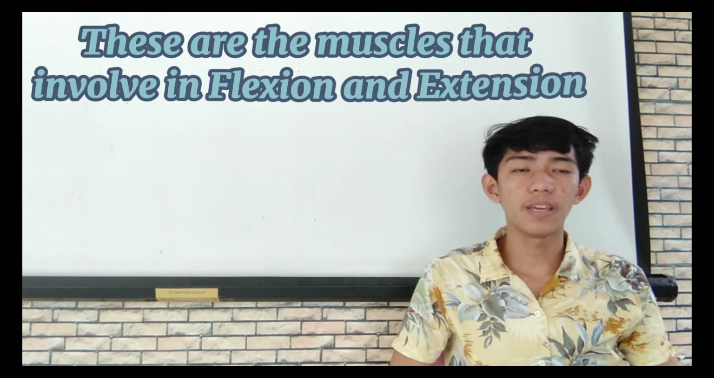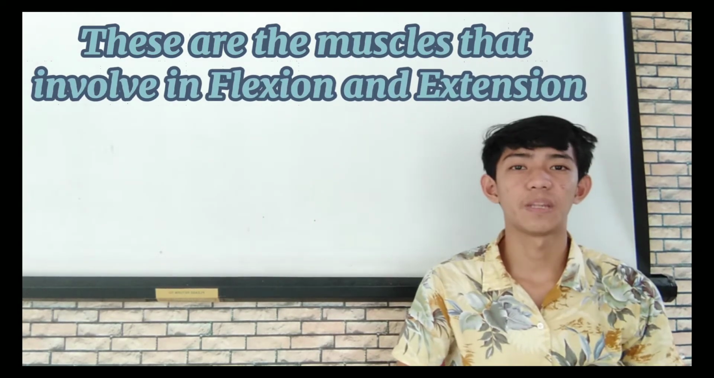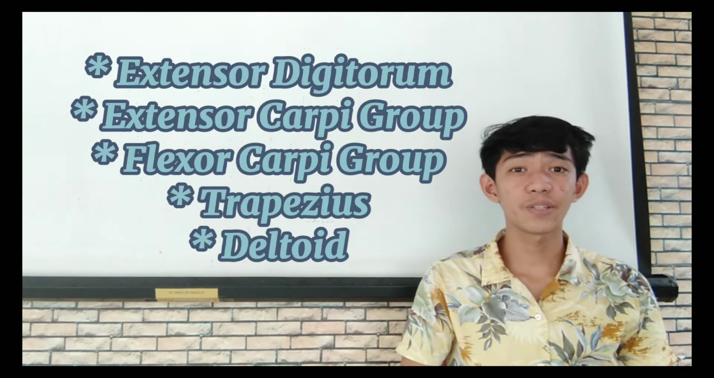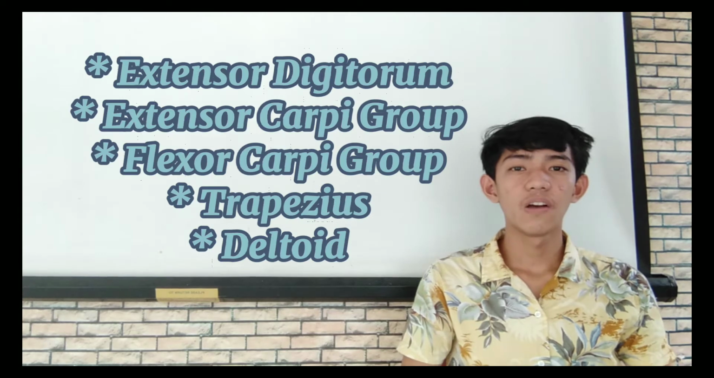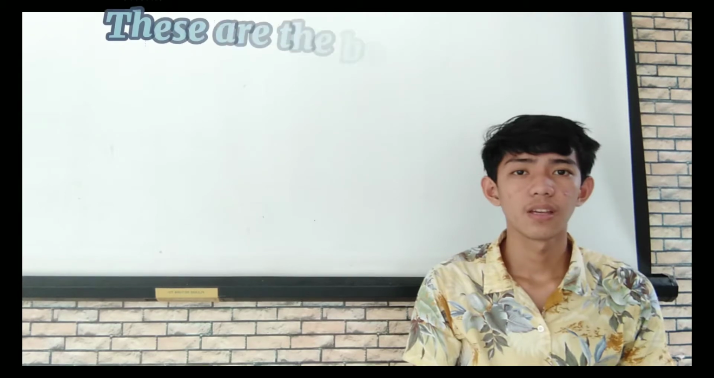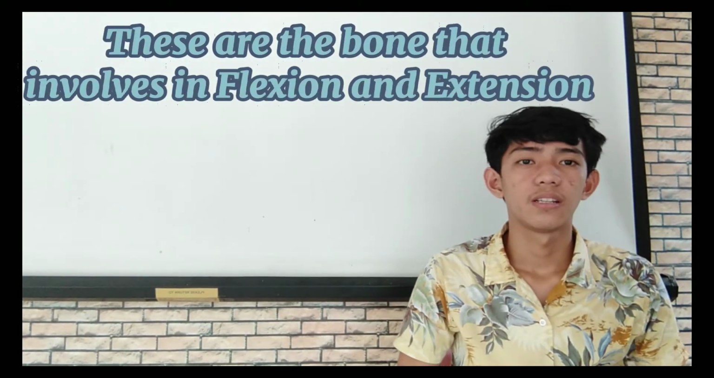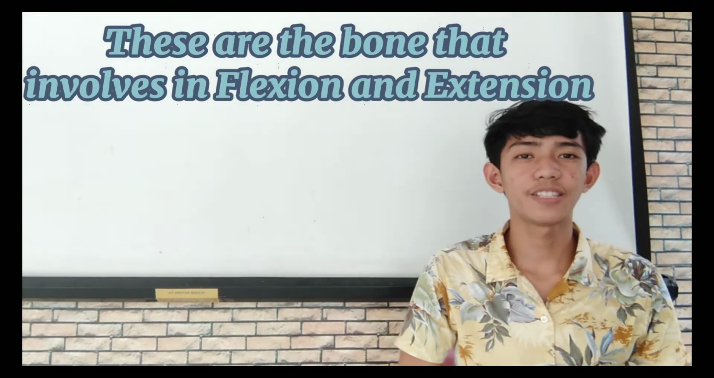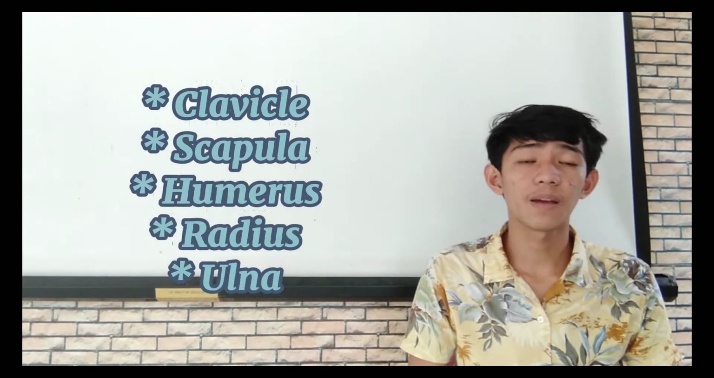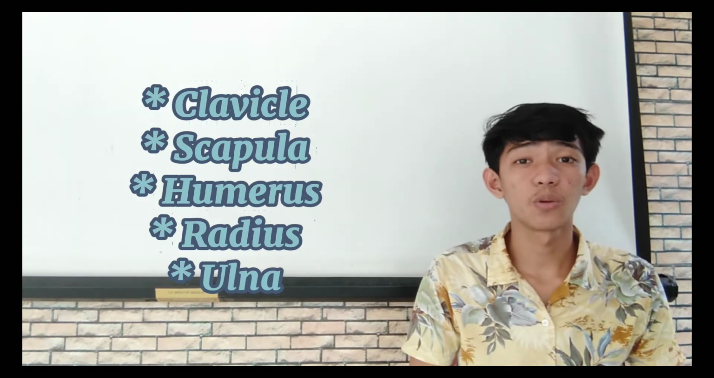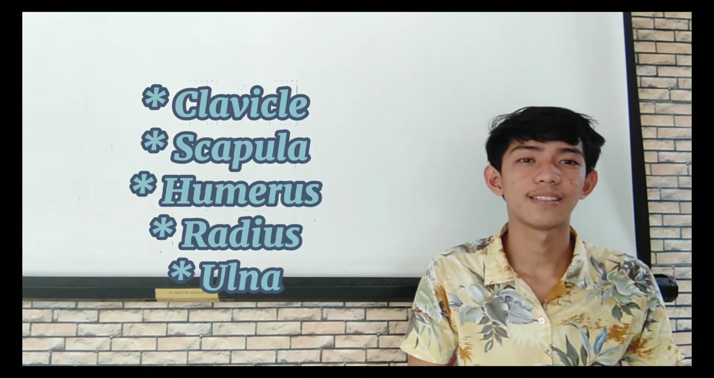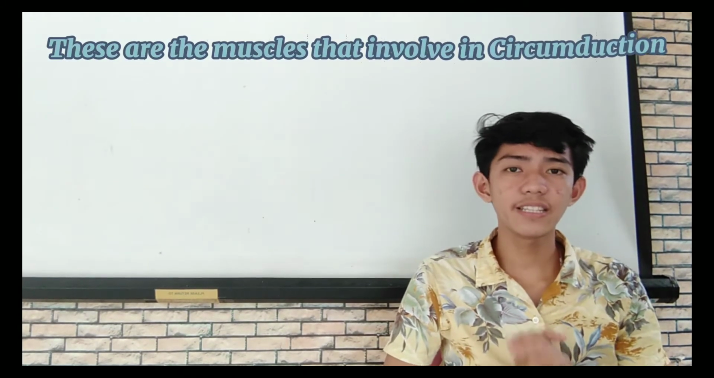These are the muscles involved in flexion and extension: Number 1, extensor digitorum. Number 2, extensor carpi group. Number 3, flexor carpi group. And number 4, trapezius. And these are the bones that are involved in flexion and extension: Number 1, clavicle. Number 2, scapula. Number 3, humerus. Number 4, radius. Number 5, ulna.